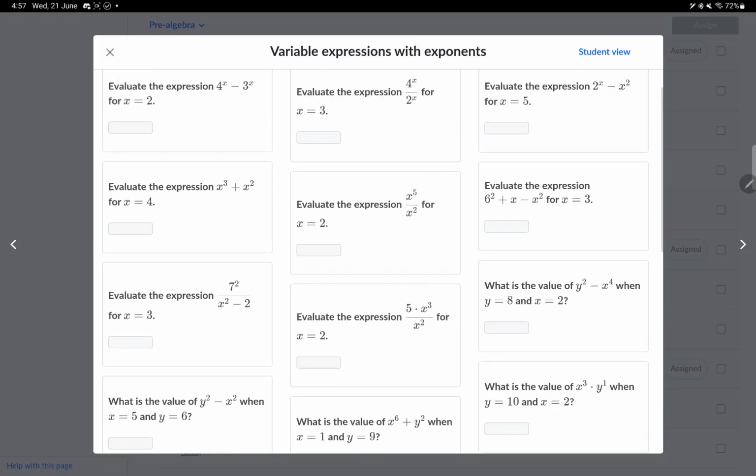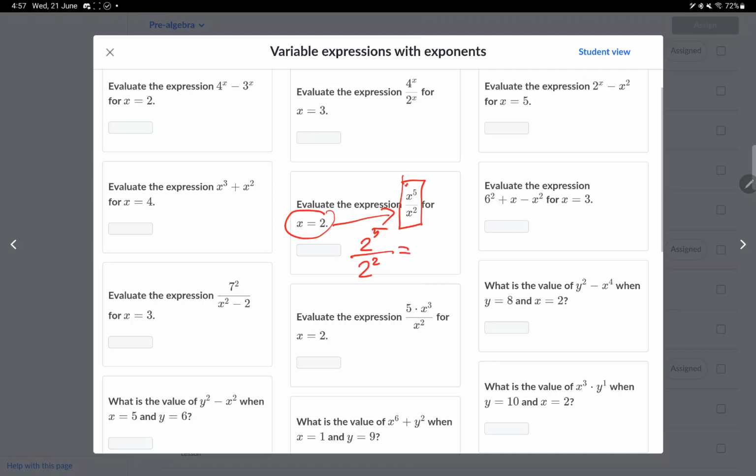All right. So for these kinds of questions, evaluate expressions, for example x power 5 over x power 2 for x equals 2. If I were to substitute this into that expression, what would that look like, Evelyn? 2 to the power of 5 over 2 to the power of 2. Yep, 2 squared.